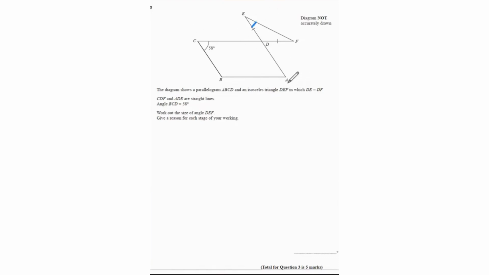So we have a parallelogram, and in a parallelogram, we need to remember opposite angles are equal. And angles lying on the same side add up to 180 because they're co-interior. So this angle, CDA, is going to be 180 minus 58, which is equal to 122. The reason for this is corresponding angles. The reason for this is co-interior angles.